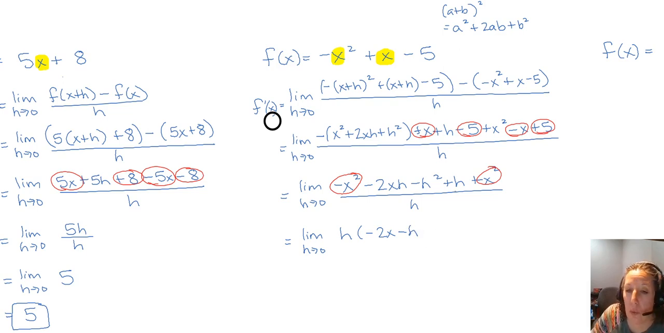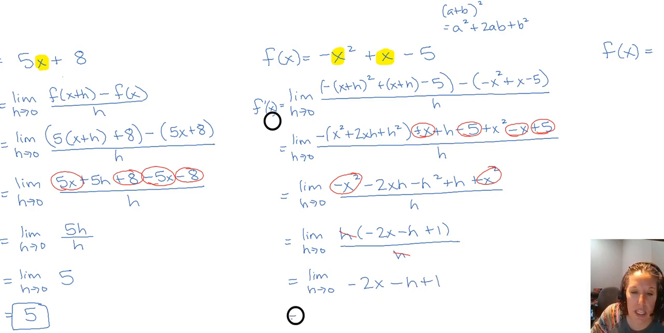When we factor that out, we do still need to have 3 terms in our numerator. So we need to have h. If we factor it out, h divided by h is equal to 1. Now we have that common factor of h that we can divide out on the top and bottom. And we're left now with a polynomial, negative 2x minus h plus 1.